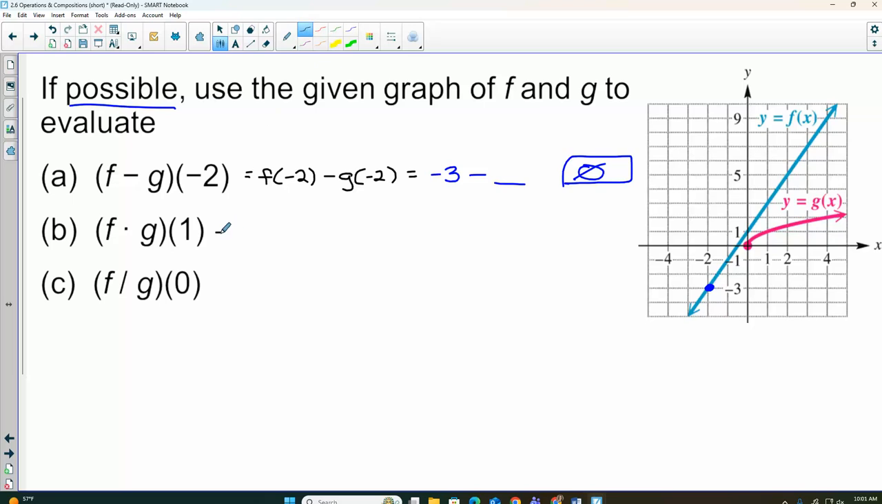The second one, f times g of 1. So we have to find f of 1 times g of 1. So this time my x is 1. So I'm going to go when my x is 1. These are the points. So the y value of f is the line. The y value of that is 3 times g of 1. So here's function g. When the x is 1, the y value is 1. And 3 times 1 is 3.